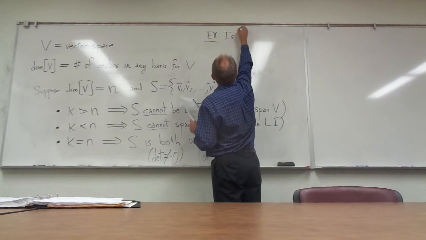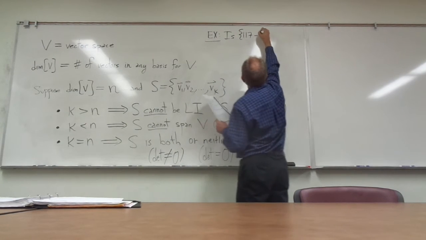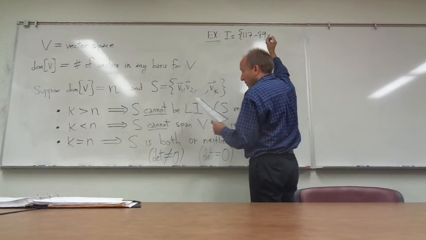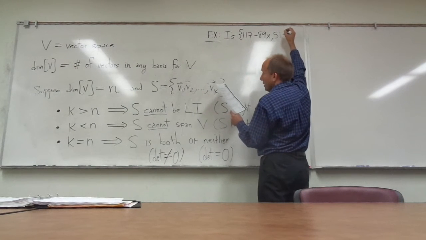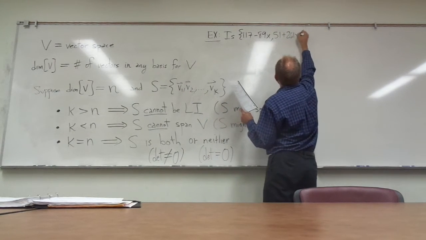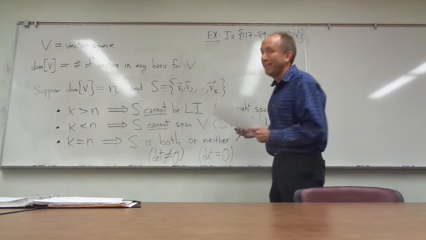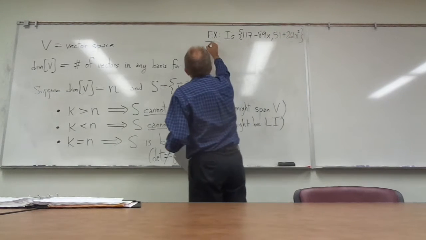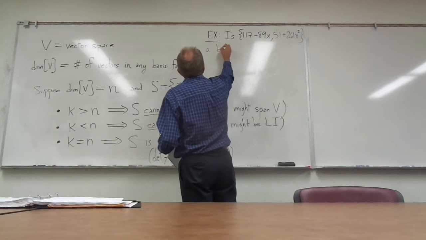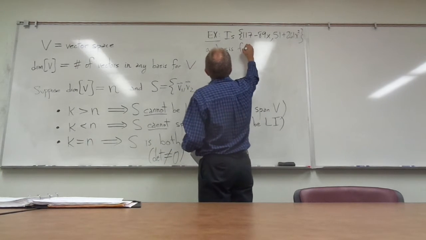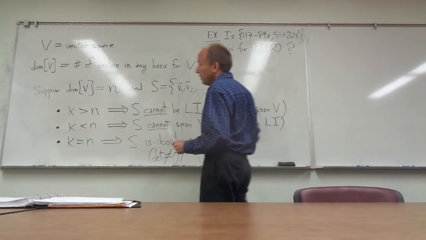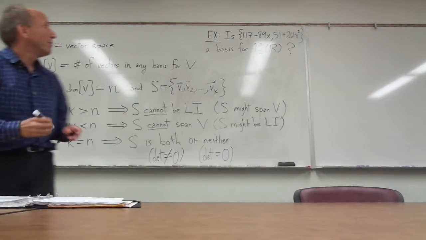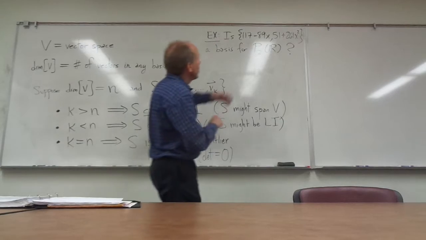Is the set of 117 minus 89x, 51 plus 261x squared a basis for P2 of R, for the polynomials of degree 2 or less?